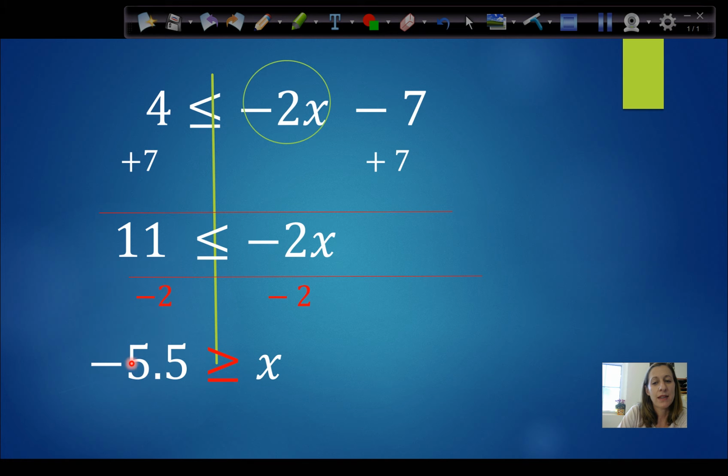I'm leaving that on this side because that's where all my numbers are. See, there are all numbers on this side. There are no x's. My x is on this side, it stays on this side, and then I flip my inequality. This is a perfectly fine answer, and we would prefer that you leave your answer that way.